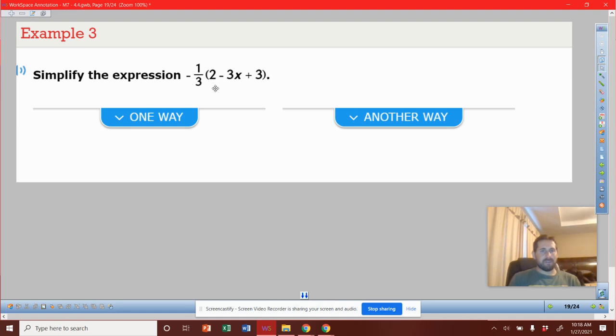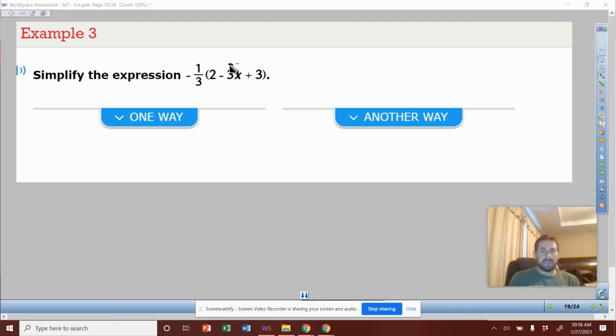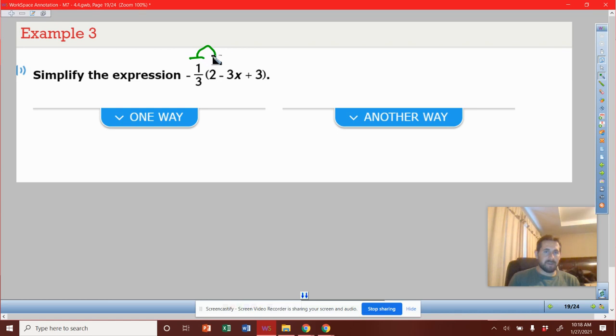So we have negative 1/3 times, in parentheses, 2 minus 3x plus 3. So one way you can do it is do your distributive property, do 1, 2, 3 different terms. Okay, so we're going to get negative 1/3 times 2. So that's going to be negative 2 over 3.